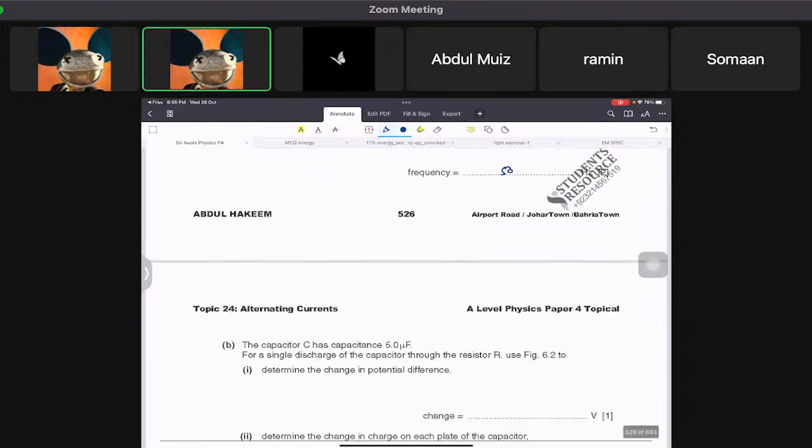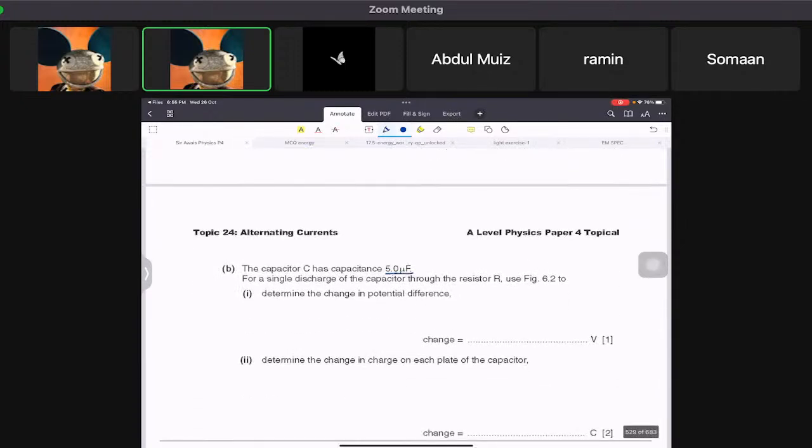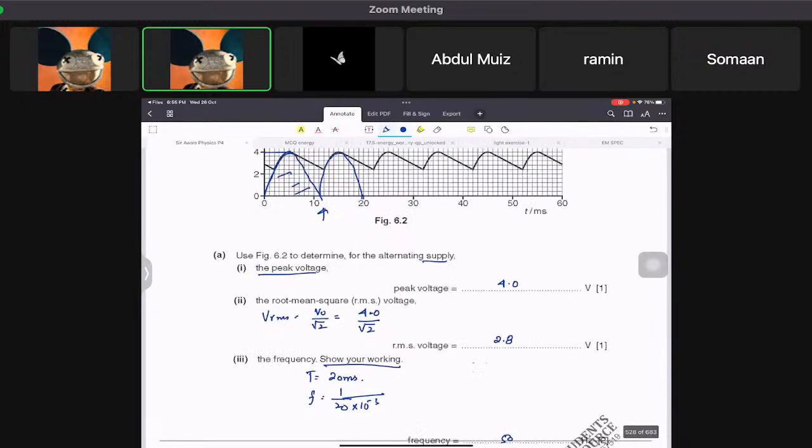Then it says a capacitor has a capacitance of this. This is a capacitor question. This is not even an alternating supply question, but we're going to do it anyway. It says for a single discharge of the capacitor through resistor R, use figure 6.2 to determine the change in potential difference. Now this is important, right? You have the capacitance, and now for a single discharge, where is the discharge happening?